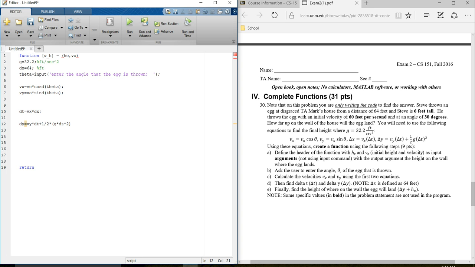Some specific values in bold in the problem statements are not used in the program. I don't know if that's right. Define a header of the function where h naught and v naught, the initial height and velocity, are input arguments, not using the input command, with the output argument, the height on the wall where the egg lands.